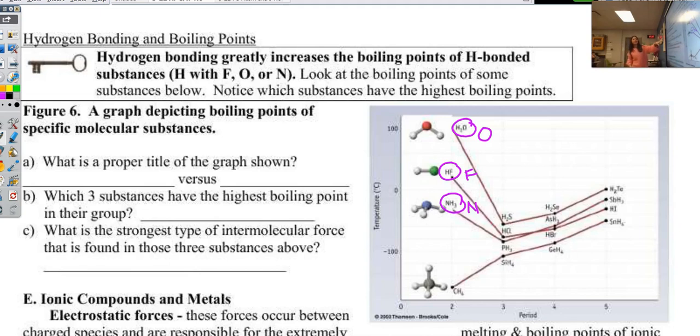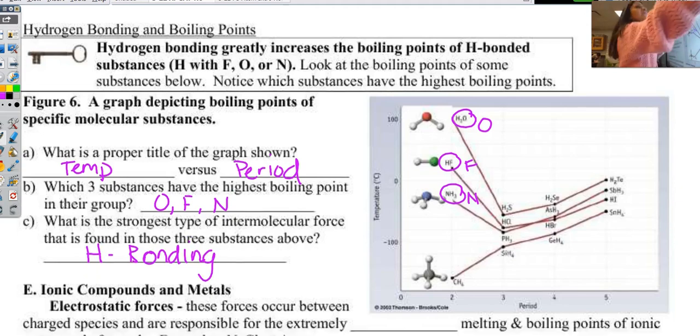What's the proper title of this graph? Remember that you always do up and then down, so it's Y versus X. So this would be what versus what? Temp versus period. Which three substances have the highest boiling points within their group? We can see that oxygen, fluorine, and nitrogen do. What's the strongest type of IMF that's found in those? Hydrogen bonding is the strongest of those.